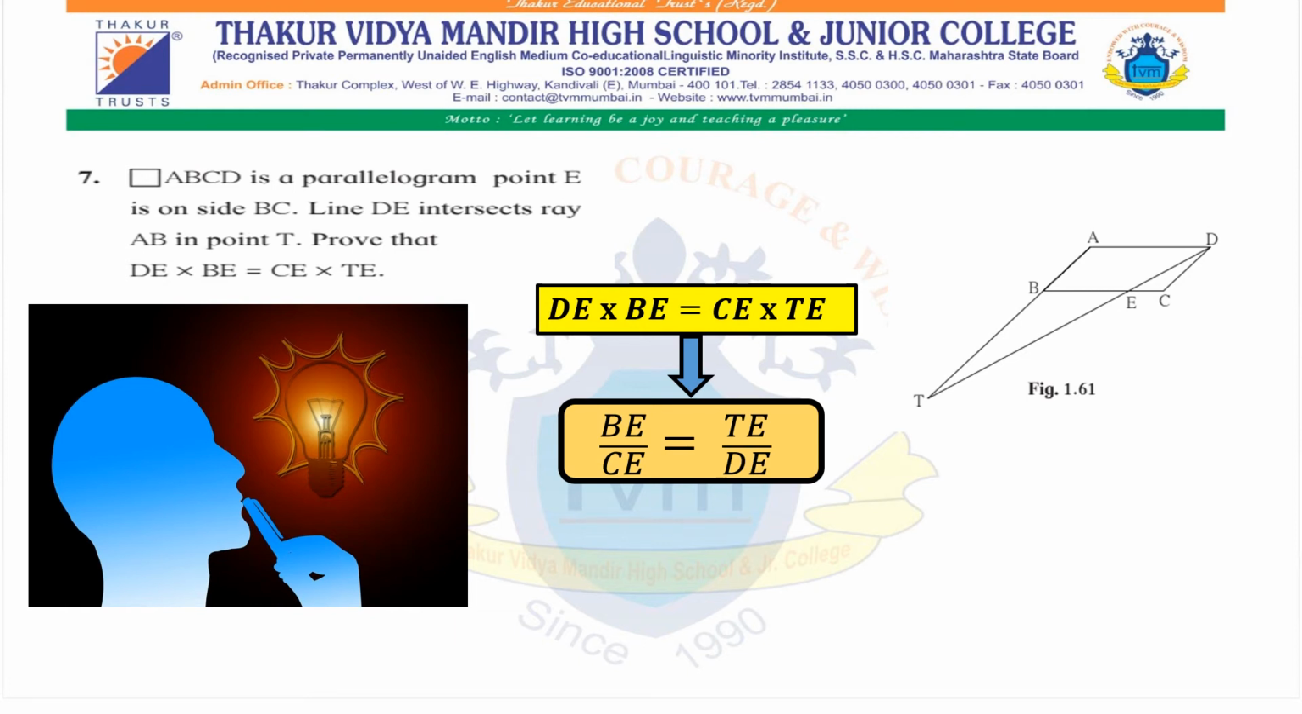And to prove these ratios equal, I have already told you what you have to prove. Yes, you are right. We should prove the triangles containing them are similar. And how do we get the names of those two triangles which we have to prove similar? Correct. We should see numerators and denominators. If you see the numerator, BE and TE belong to triangle BTE. And if you see the denominator, CE and DE belong to triangle DCE. So what I need to prove now is triangle DCE is similar to triangle TBE. Now see how we are going to prove these two triangles similar.